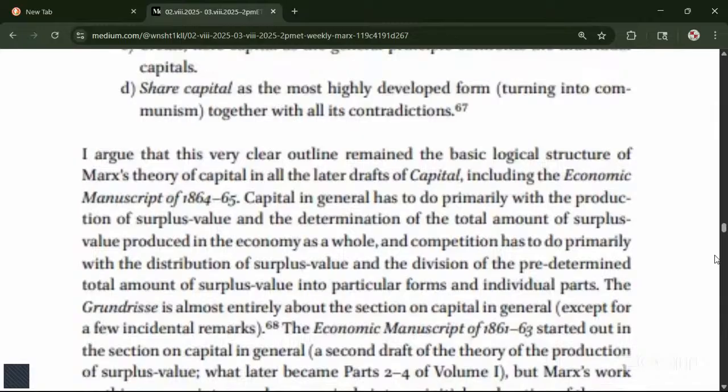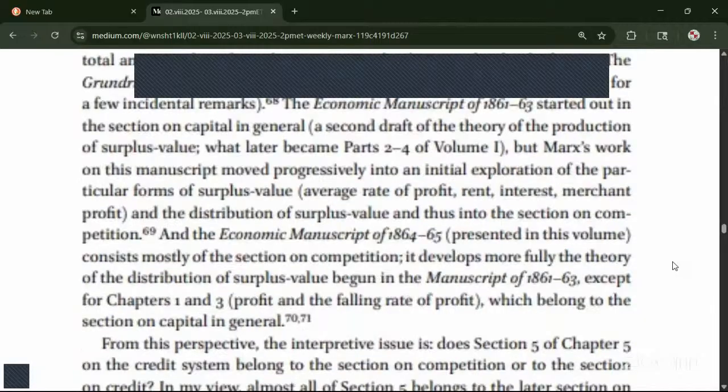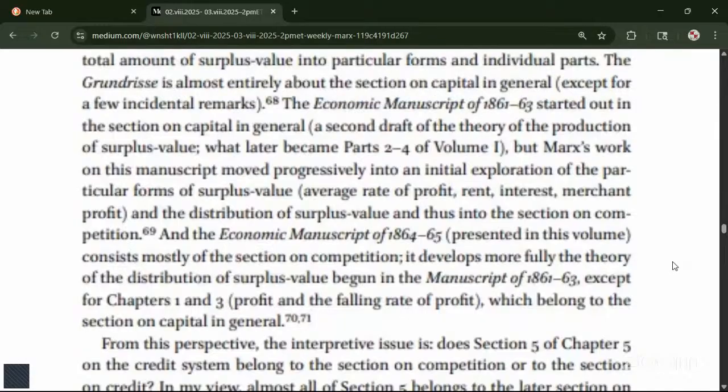This is note 68. The economic manuscripts of 1861 to 1863 started out in the section on capital in general, that is, a second draft of the theory of production of surplus value, what became parts 2 to 4 of volume 1 of Capital, the book. But Marx's work on this manuscript moved progressively into an initial exploration of the particular forms of surplus value, that is, the average rate of profit, rent, interest, and merchant profit, and the distribution of surplus value, and thus into the section on competition.